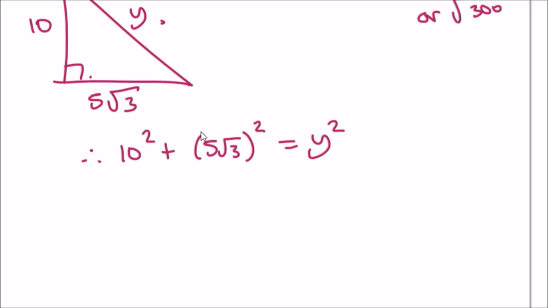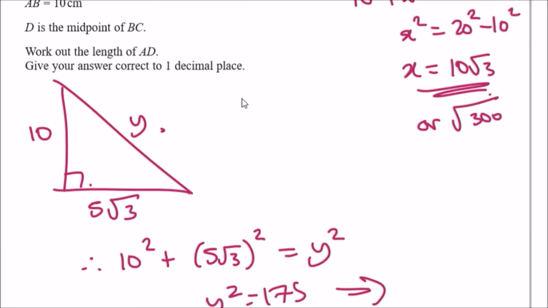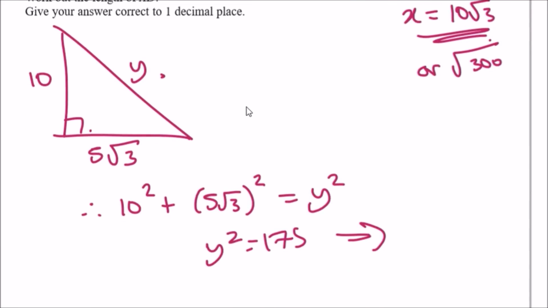Go ahead and put this in the calculator. Put 10 squared first, which we know is 100, plus, and make sure you put this exactly in a bracket, 5 root 3 all squared. You should get exactly 175, so y squared is 175. Square rooting this answer gives 5 root 7, or to 1 decimal place, 13.2 centimeters. And that's it, guys. That's all you do.